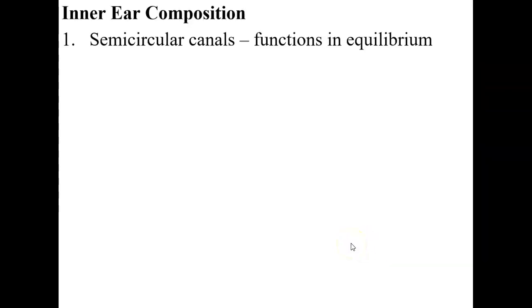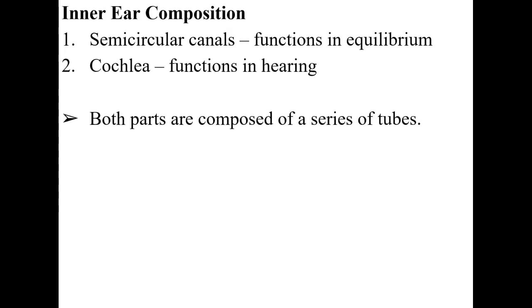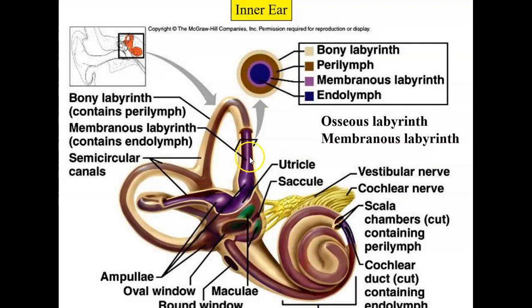Alright, so the inner ear is made up of the semicircular canals, which function in equilibrium, and the cochlea, which functions in hearing. Both parts are basically composed of a series of tubes. So you have tube inside of tube. If we take a look at that, we have a bony tube, and then inside there's a membrane that creates an inner chamber.